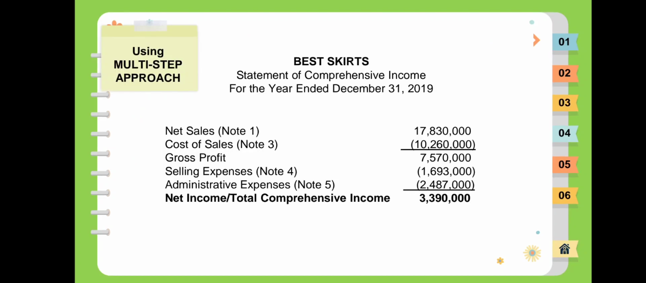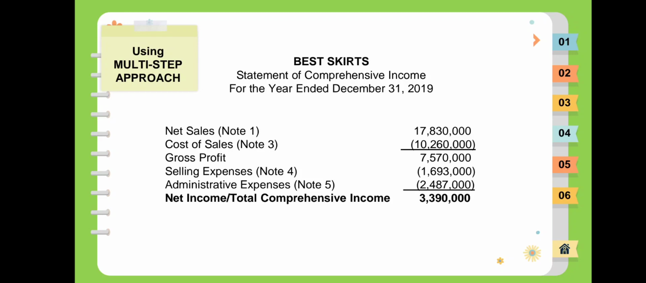And now, this is the statement of comprehensive income for Best Skirts. And this one is using the multi-step approach. So, for multi-step approach, may gross profit. Multi-step approach is being used by the merchandising business. Kanina sa single step, lahat ng expense pinagsama. But here, iniba si cost of sales. And it's because of the gross profit. Kailangan hanapin muna si gross profit.